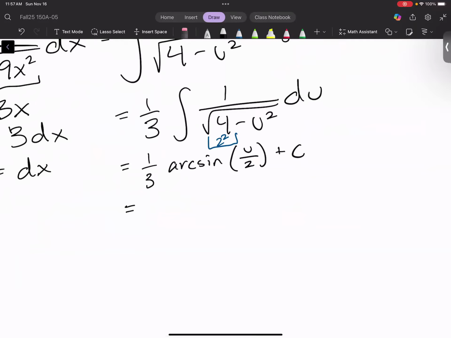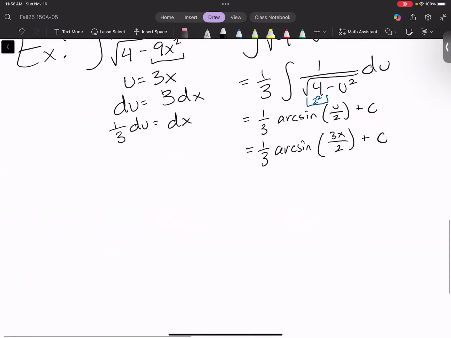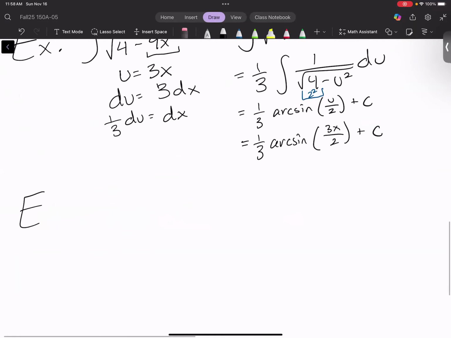Okay, and then we can go back. U equals 3x, so it's 1/3 arc sine 3x over 2 plus c. Okay. Now using that thing at the beginning of the video, go ahead and try this one.